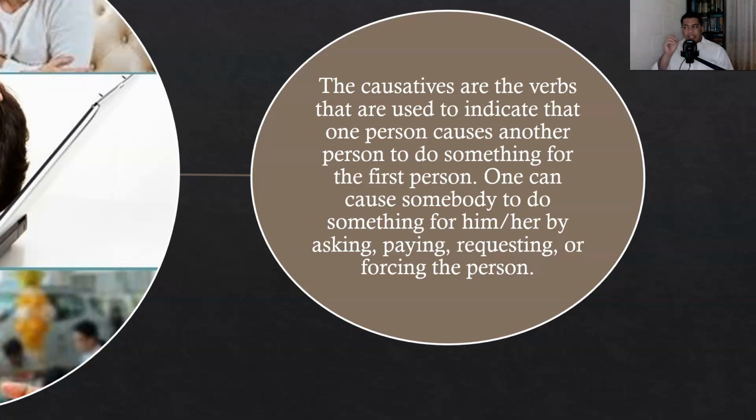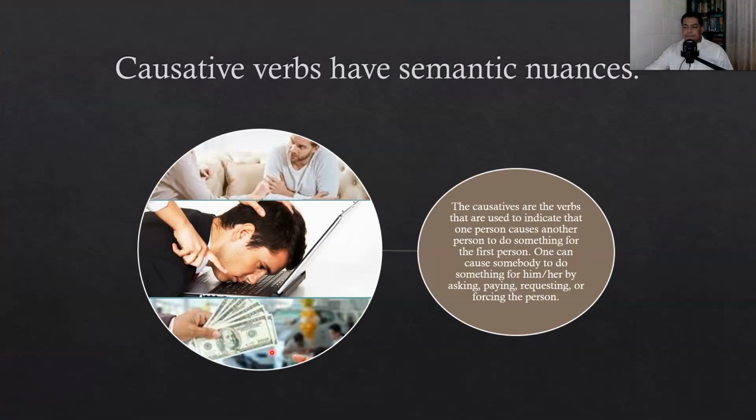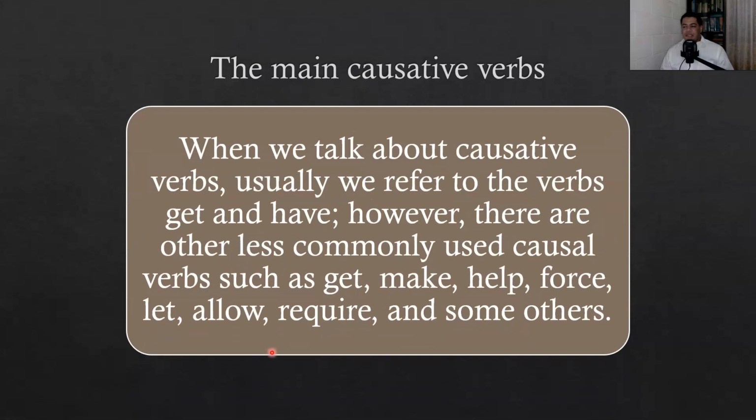And the nuances, these different notes that causative verbs have, can imply that you are paying for a service. It can imply that you are begging for somebody to do something for you. They can also imply that you are asking nicely, or that you are forcing the person somehow. It may show that you are manipulating the person into doing something for you, right? So those are some of the nuances that causative verbs present.